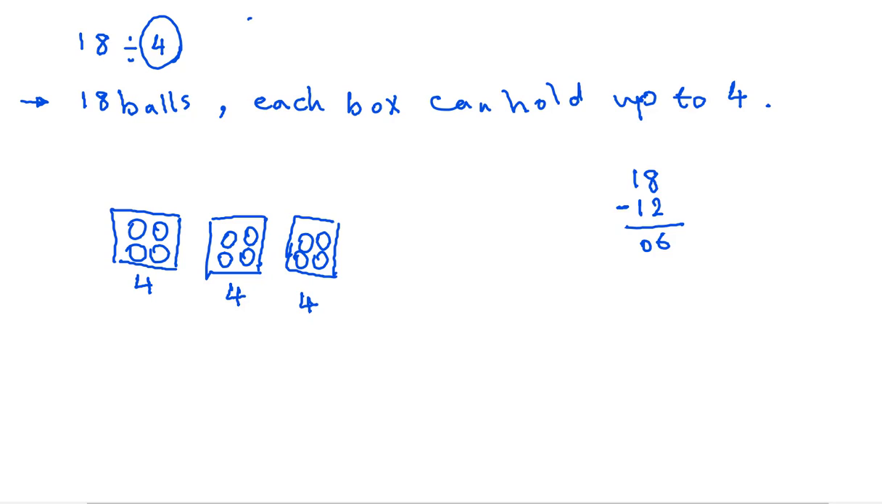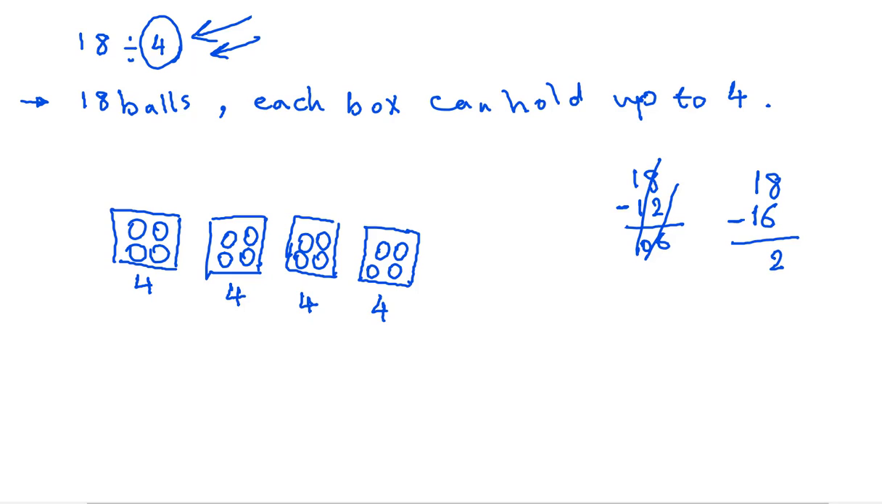And 6 is more than 4, so we can draw another box, and this is another 4. Now I will remove this one. It's not 12. Now it's 4 times 4, which is 16. Let's find the remainder. How many balls left over? 18 minus 16 is 2. So we have 2 left over. Now 2 is less than 4, so we have finished the division, and we have the remainder 2.